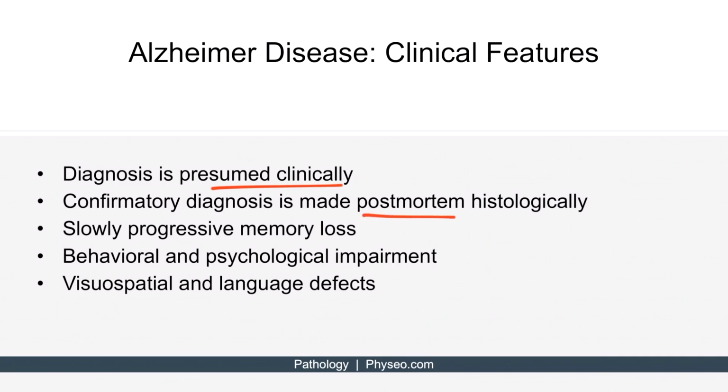Patients will present with a slow onset progressive memory loss. There may also be behavioral and psychological impairments, such as apathy and social isolation. Finally, patients may progressively develop visuospatial and language defects. All right, now that we've covered some information, let's review with a quick question.